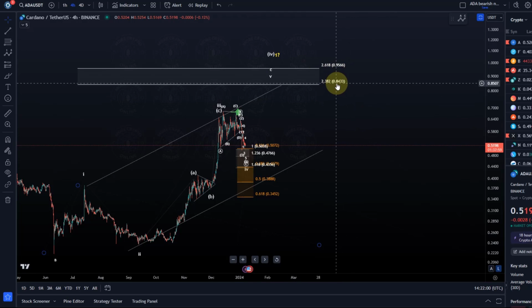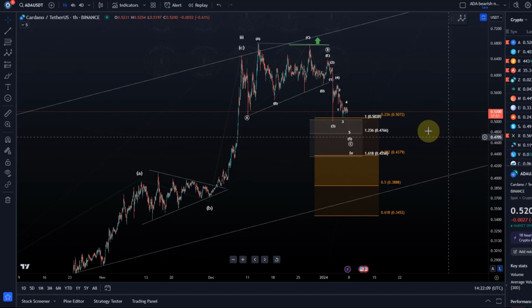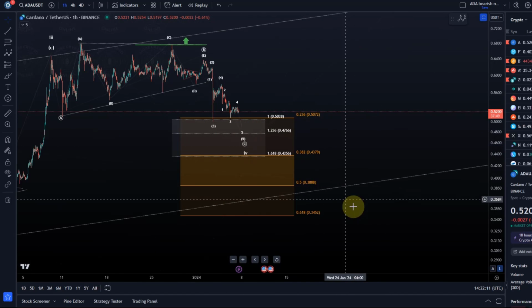Next high ideally targets around 84 to 95 cents, but this is a moving target at the moment and will probably shift a little bit. And I can only really lock it once wave 4 is complete here.